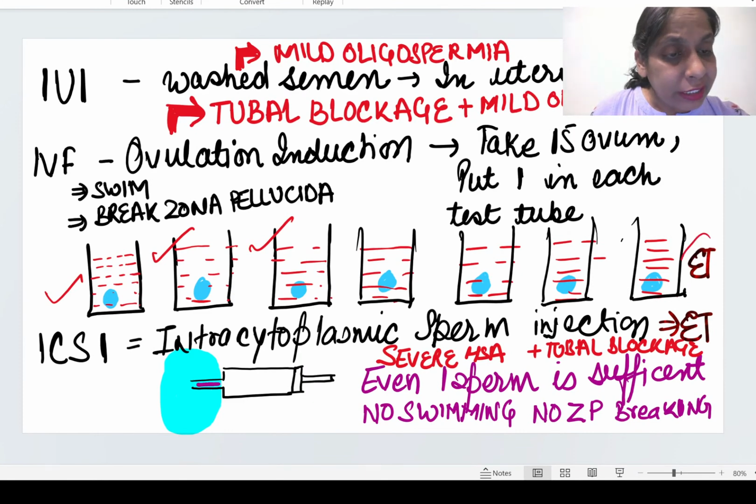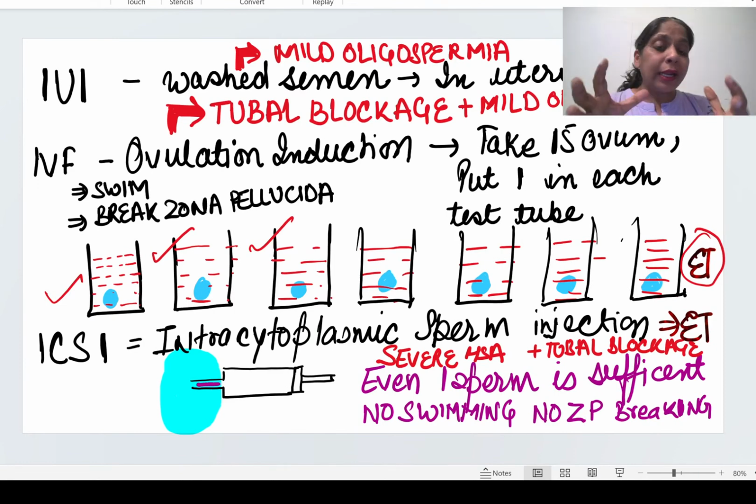See, here it is written ET. What is ET? ET means embryo transfer. When the blastocyst is formed, it is implanted into the uterus of the female. We are taking the semen of the male, taking out the ovum of the female, putting them in the test tube, and then doing in vitro fertilization, and then the embryos are transferred.